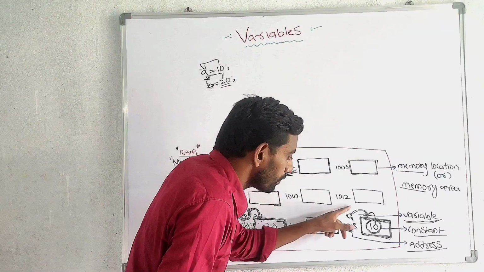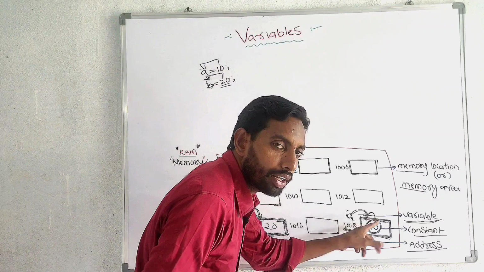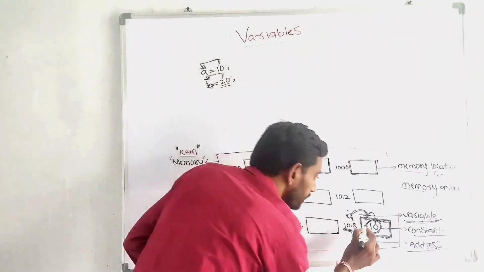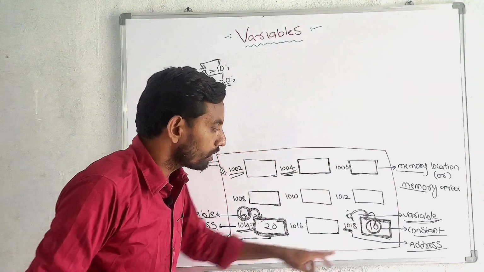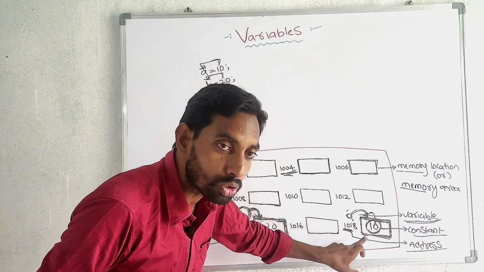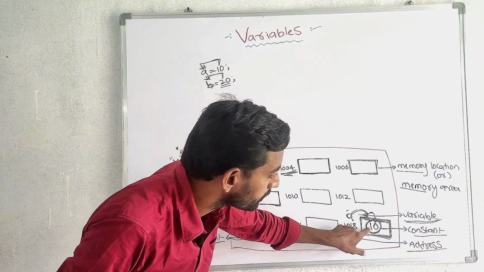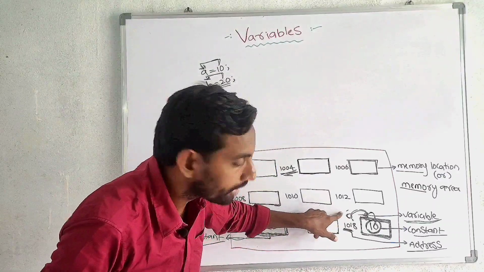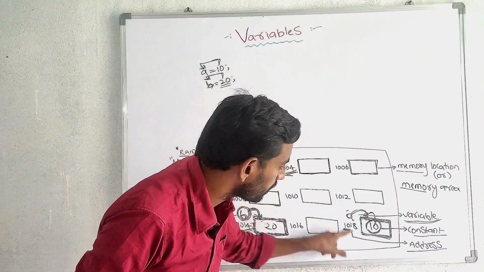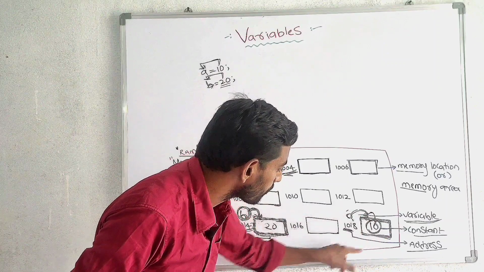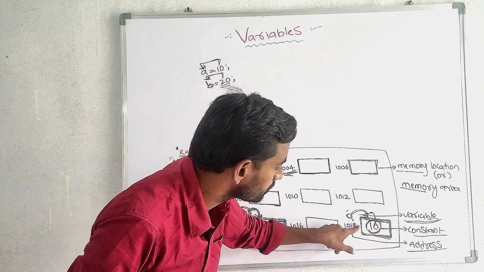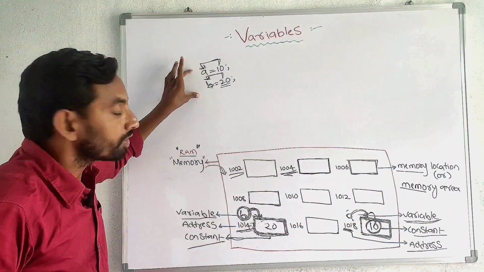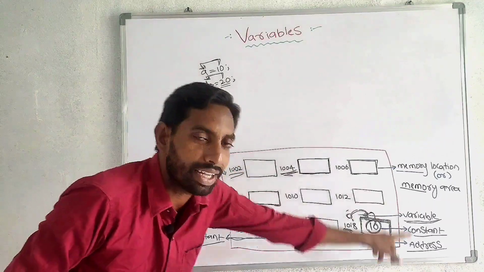A is a variable given to this memory location or memory area. In this memory area we are storing the constant value 10. So memory location is used to store the data. Which type of data are we storing? 10 is a constant. For this memory location we are giving a variable called A. For this memory location, the computer allotted an address, and that address is called 1018. 1018 is an address.